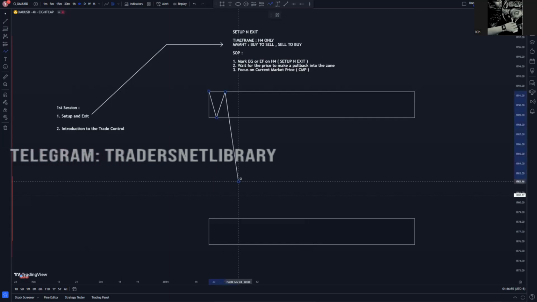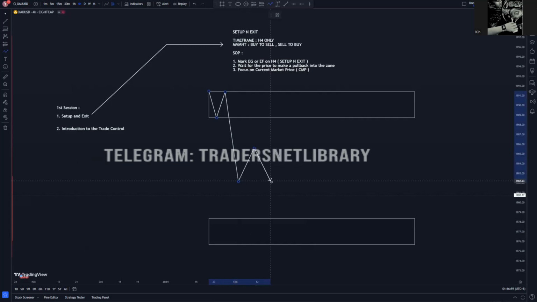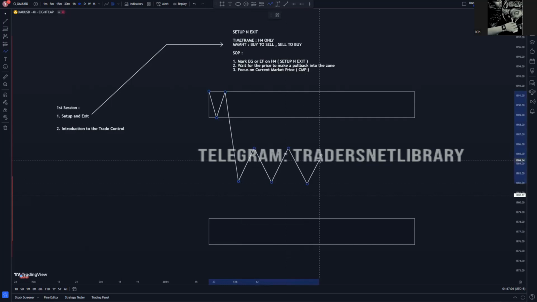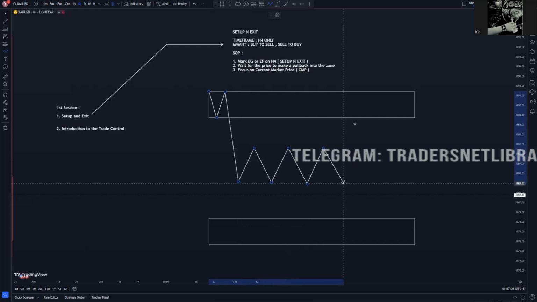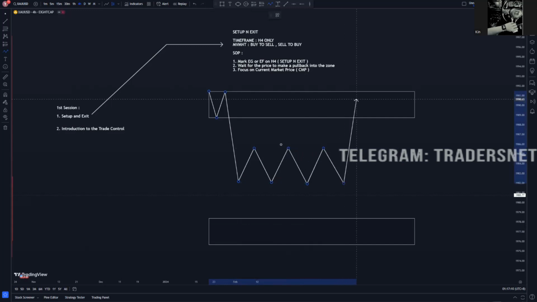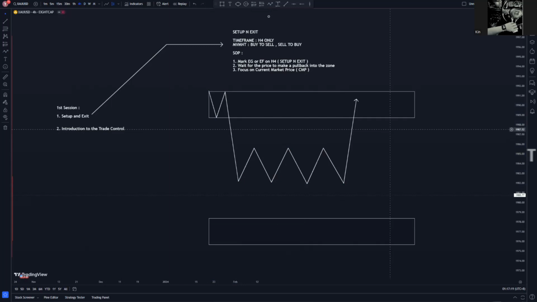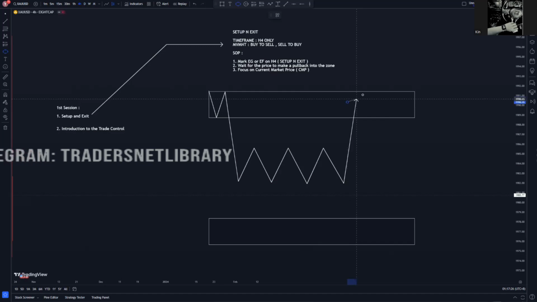And then after that, we need to wait for the price to make a pullback into the zone. No matter how long it takes, the price needs to make a pullback because we need to follow the SOP. So after the price made a pullback into the zone, we go to the third SOP, which is we need to focus on the current market price, the CMP. The CMP for us in this situation is going to be somewhere around here.